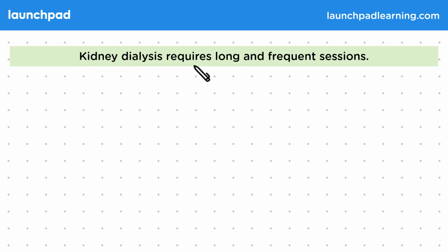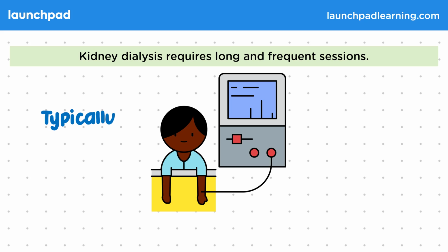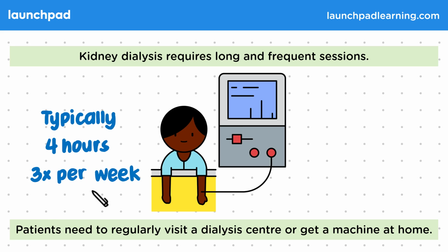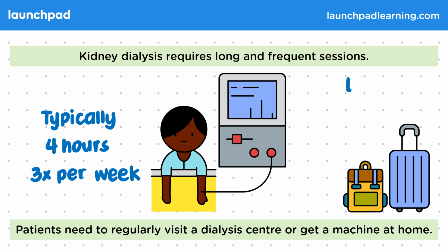Kidney dialysis requires long and frequent sessions. A typical treatment plan might involve 4 hours of treatment 3 times a week. Patients need to regularly visit a dialysis centre or get a machine at home. This can mean limited freedom, and any trips away from home need to be planned around dialysis centres. What other restrictions are there for patients on dialysis?